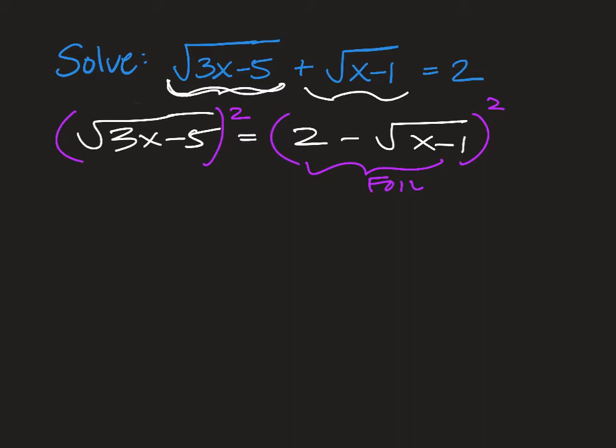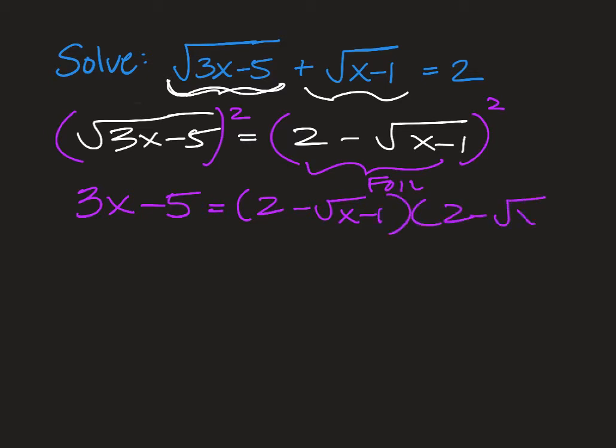So on the left-hand side, not too bad. We've got 3x minus 5 when we have the square root and we square. On this side, I'm going to write it out twice because I'm going to show you what I'm going to get when I FOIL it. So just be careful. You know how to FOIL. You know how to distribute this out. So do it the same exact way you normally would.